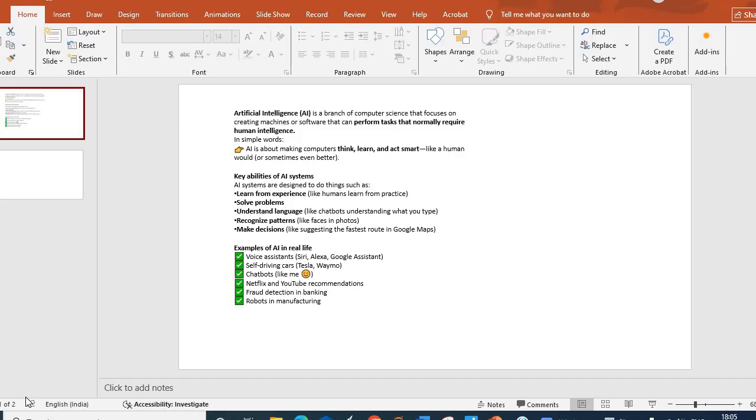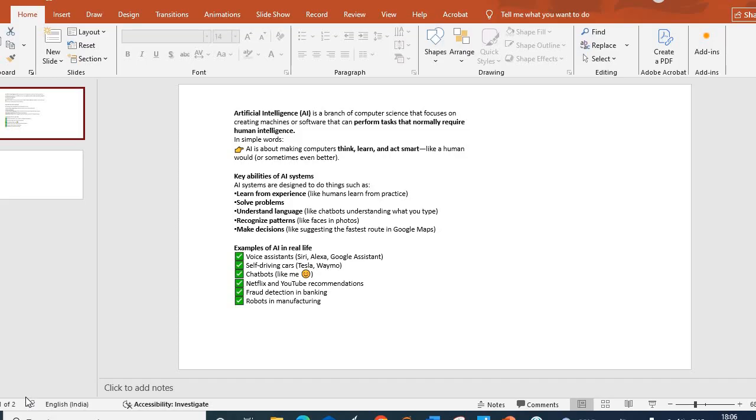Suppose I take a very simple example: what is 2 plus 2? You'll go back and think about what you have learned in the past, maybe in your first or second class. You will think, okay, 2 plus 2 is 4. So you gave it a thought, you learned, you acted, and you give the result, that is 4. Similarly, AI is also learning a lot of things from data, from the internet, and from the data that has been used for training, and it is able to give you the results.